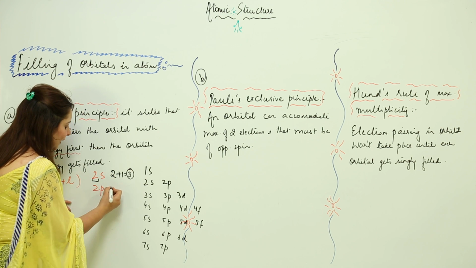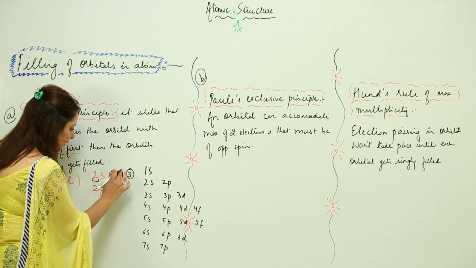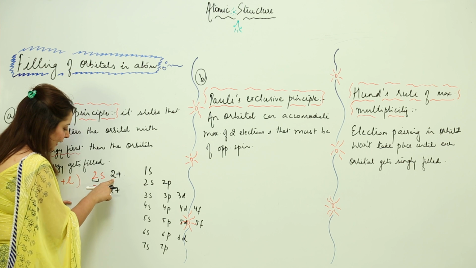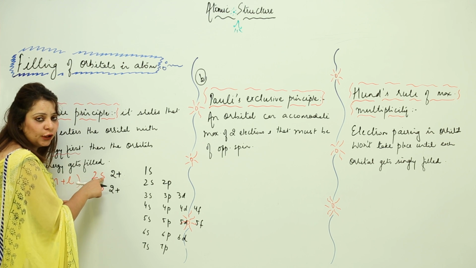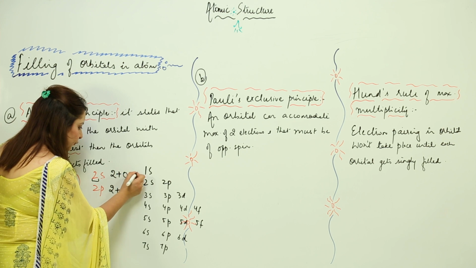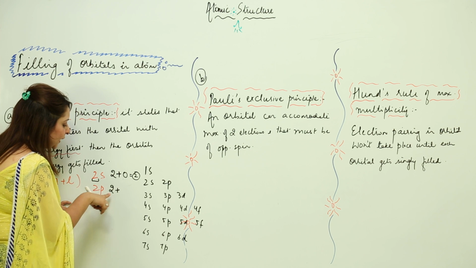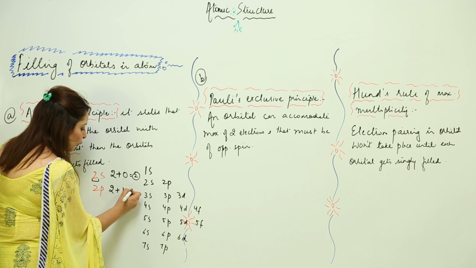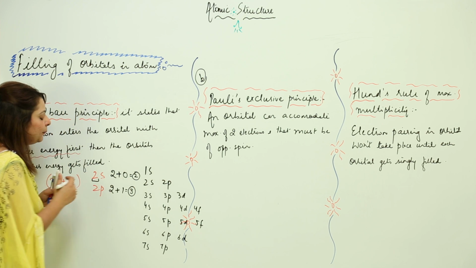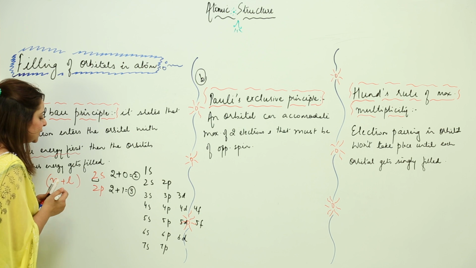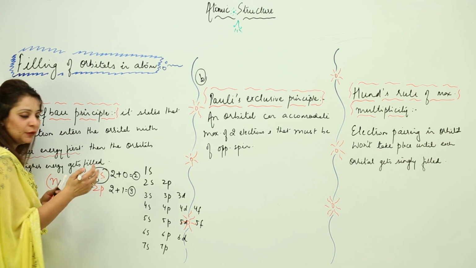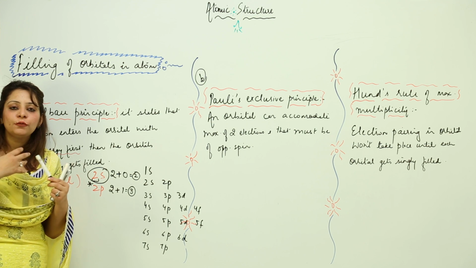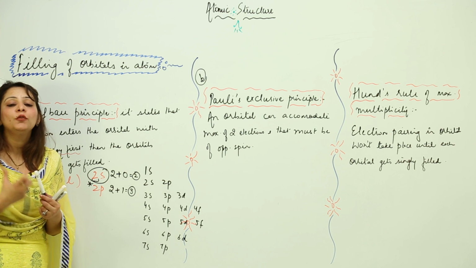And when we talk about 2p, N is 2, and for p we have L equal to 1, so the value is 3. If we compare their energies, which is going to possess less energy? 2s. And which is going to possess more energy? That is our 2p.